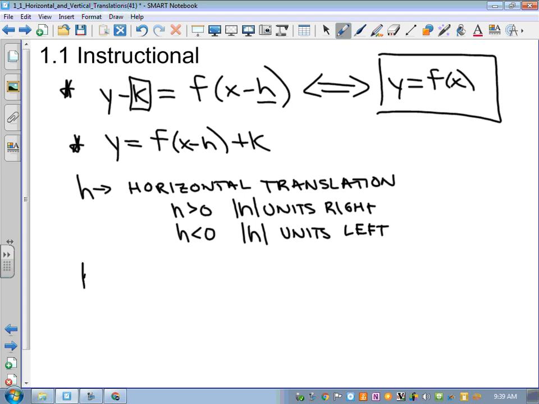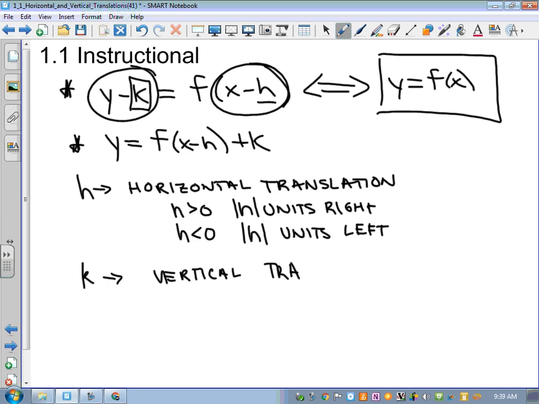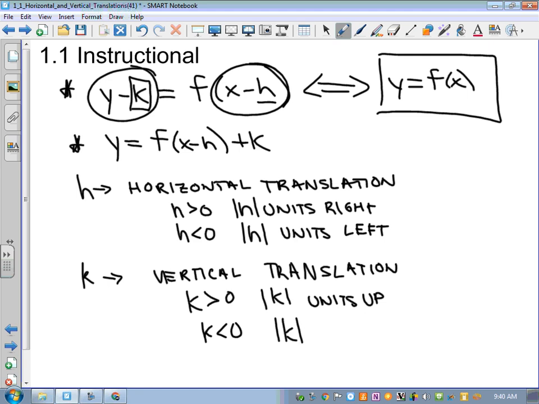K, on the other hand, is a vertical translation. One of the best ways of identifying which is which is h is applied directly onto the x variable inside the function notation, and then k is applied directly onto the y variable outside of the function notation. So this is a vertical translation. Make sure I spell that right, translation. And very similarly, when k is greater than 0, we go the absolute value of k units up. And when k is less than 0, forgot the 0 there, we go the absolute value of k units down.